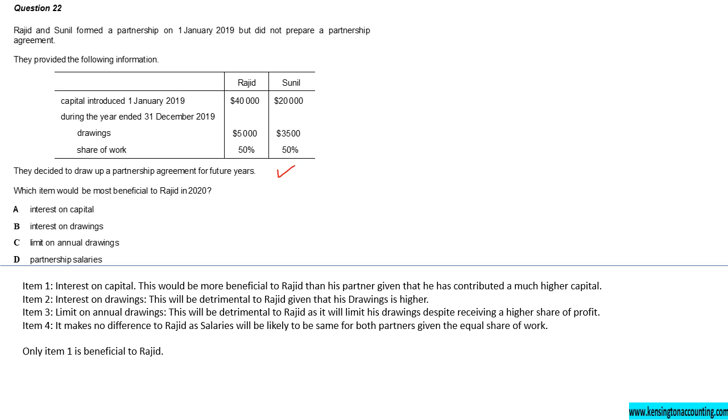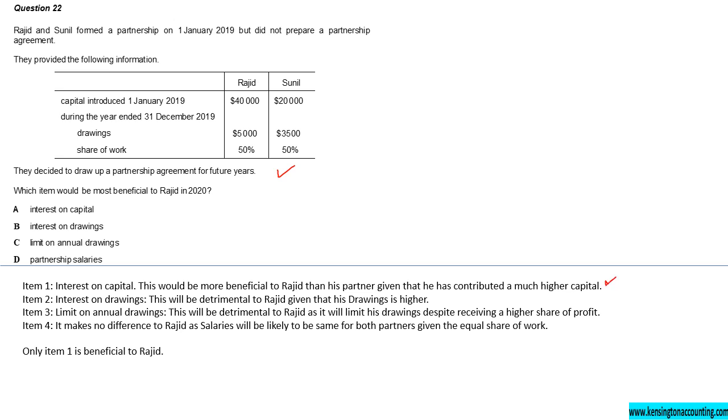Now, this would be more beneficial to Rajit because he has contributed a much higher capital. Interest on capital is calculated as a percentage of the capital account, and because he has got a much higher capital than Sunil, the interest on capital will be beneficial to Rajit. So this is a possible good answer.